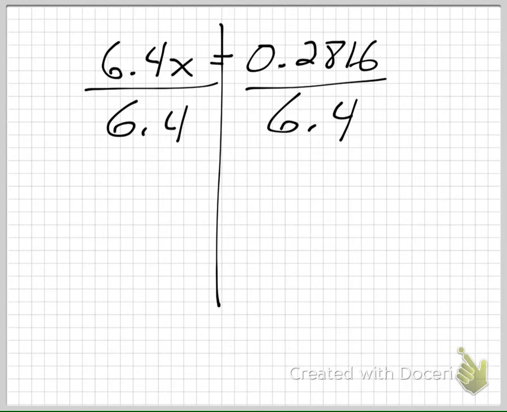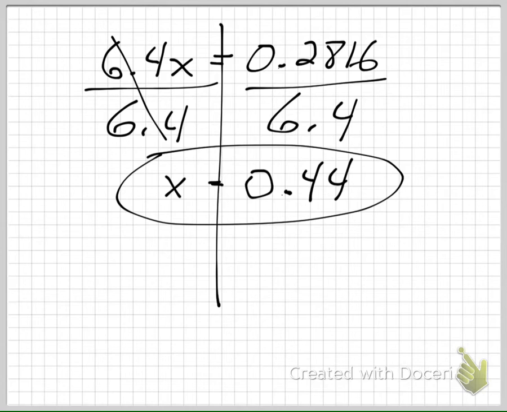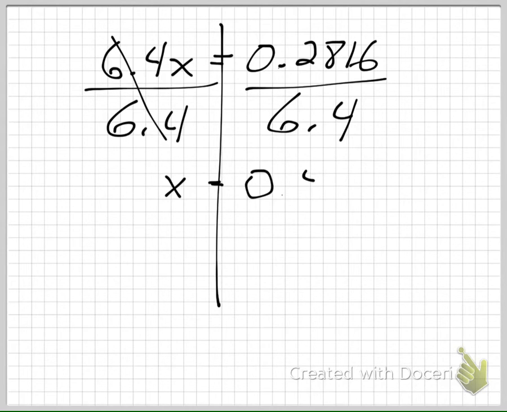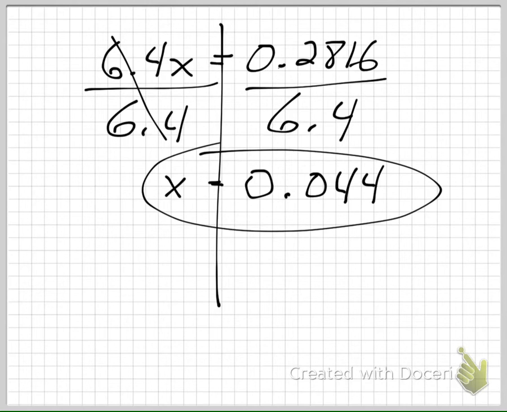X equals, what is 0.2816 divided by 6.4? I think it's 4. Nope. You're just going to take a guess? What is it? 0.44. It's not even close. 0.044. Right, there it is. Does that make sense? Yes.